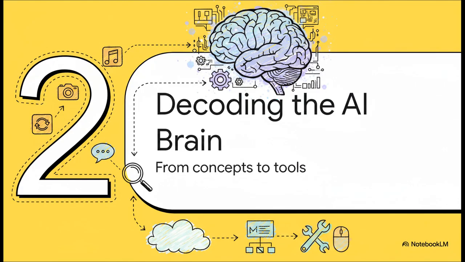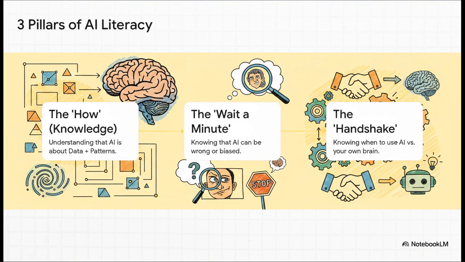So now that students see that AI isn't some sci-fi thing, it's in their favorite apps, it's time for the main event, actually decoding what that AI brain is. We're going to go from the big ideas to some of the specific tools. A fantastic way to structure this is around what you can call the 3 pillars of AI literacy.